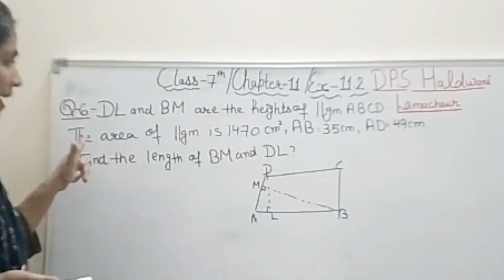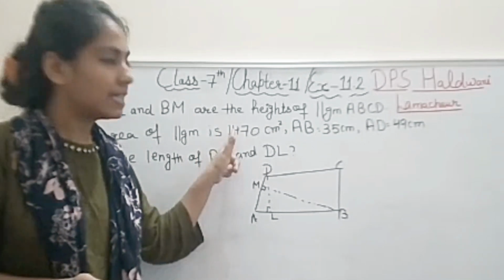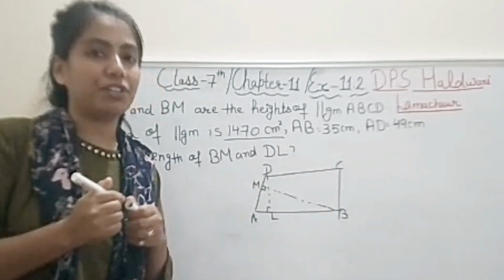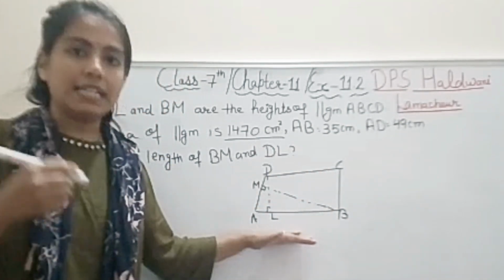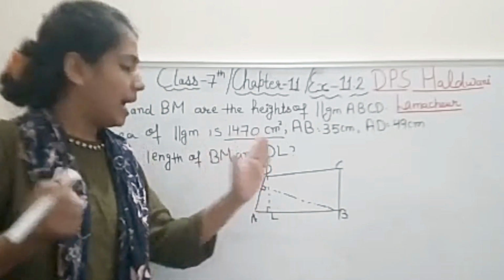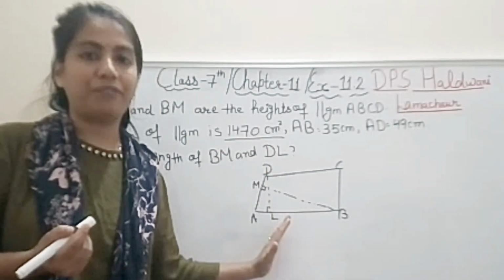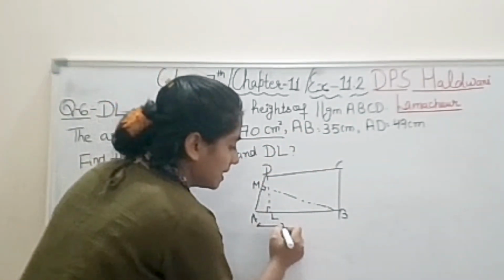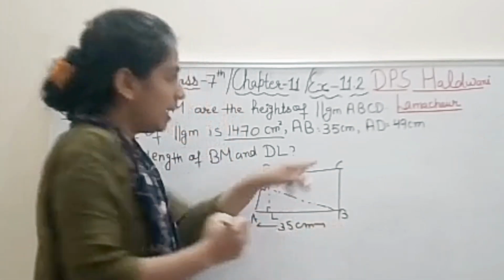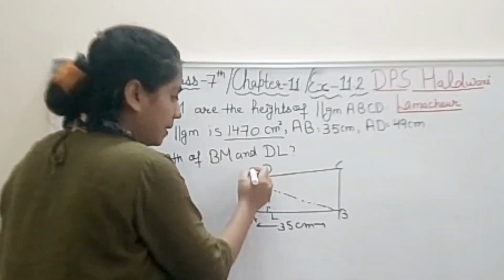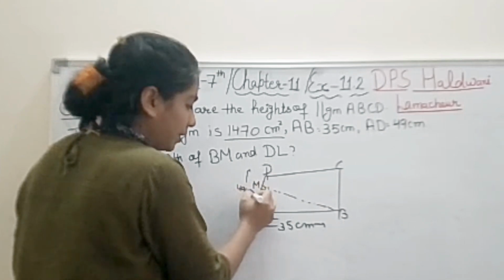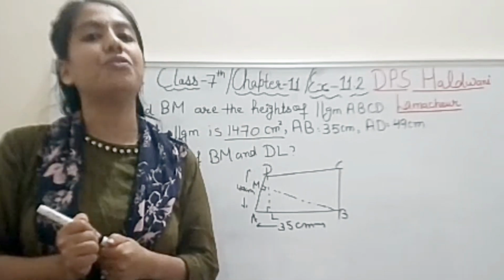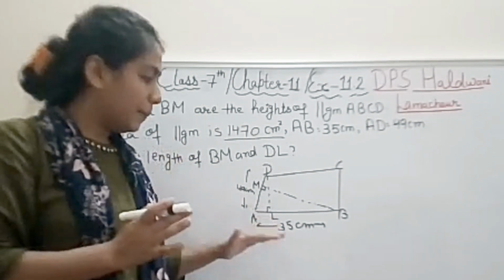Coming to our next line, the area of the parallelogram is this much centimeter square. It means the area of this parallelogram is given to you. Either it asks you to find the base or to find the height, so let's see. AB is 35 centimeter, it means this base is given to you, and AD is 49 centimeter, it means this base is also given to you. And the question is, find the length of BM and DL. It means you need to find out the height for both the bases.